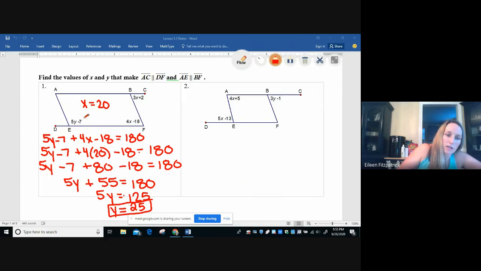All right. So you had to set up two equations in order to solve for both x and y. Okay? And I'll leave the second problem for you to try at a different time.